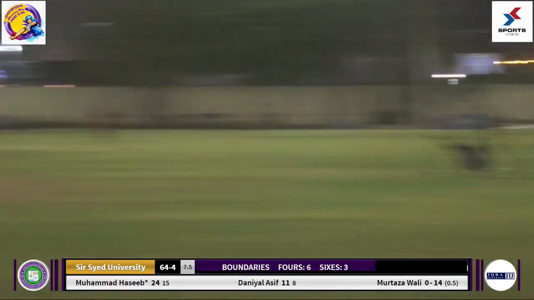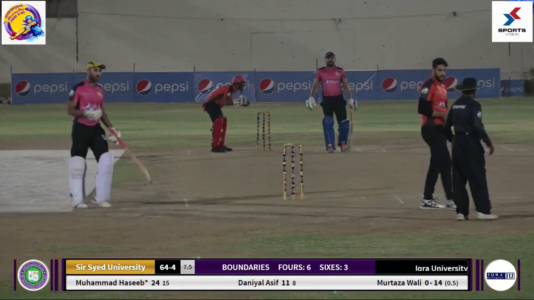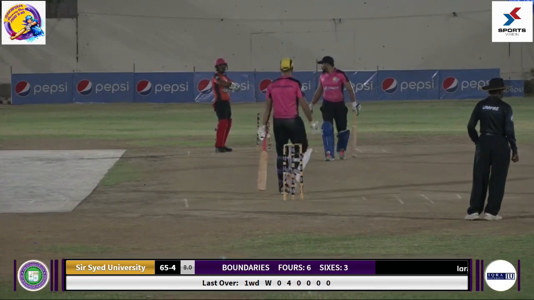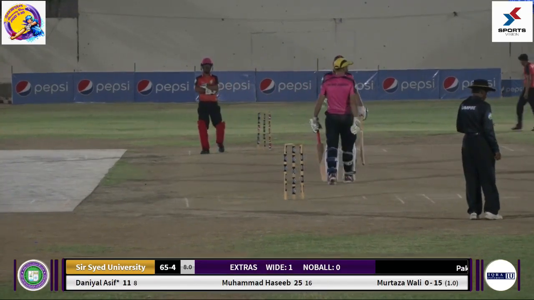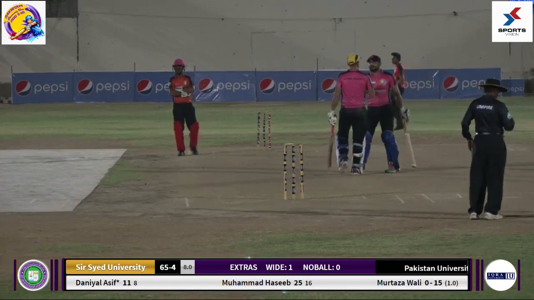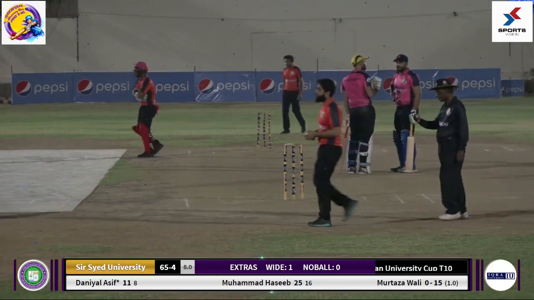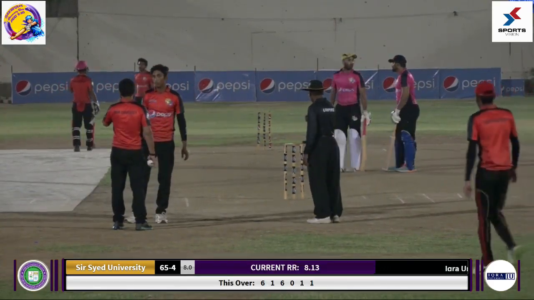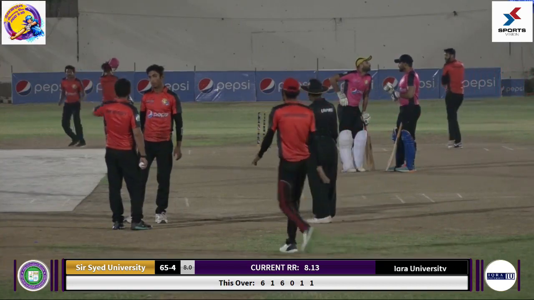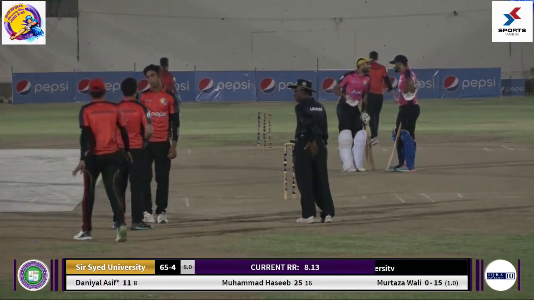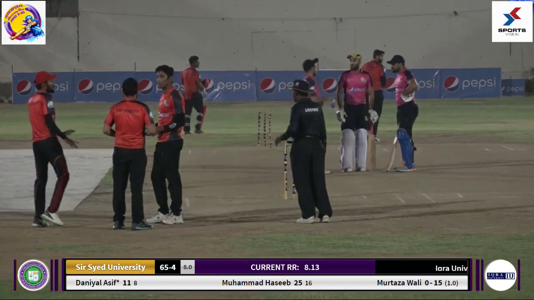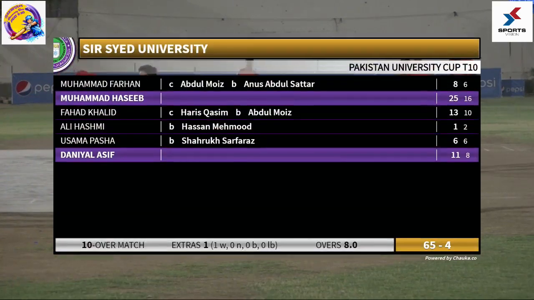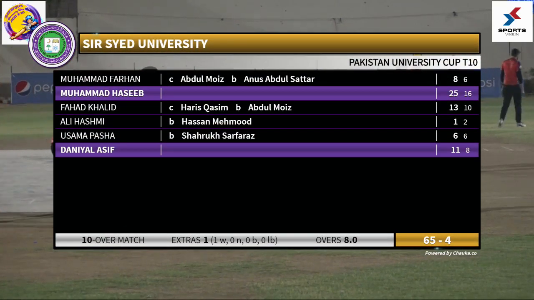Dropping short and it's cut away for 1. And the throw is not good enough, so single to end the over. 15 runs off the over, 8 overs gone, 65 for 4. So far, Iqra University has used 6 bowlers, and Hassan and Arsalan have completed their full quota of 2 overs.